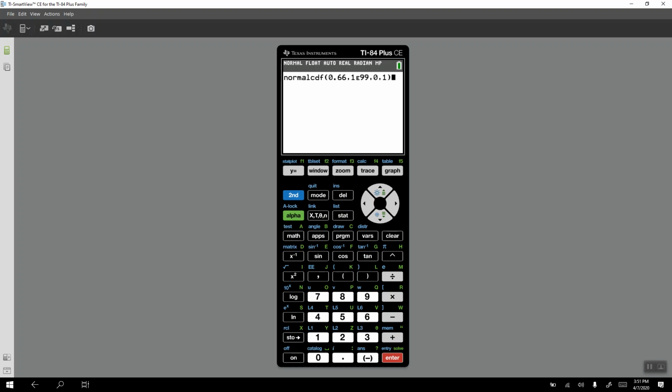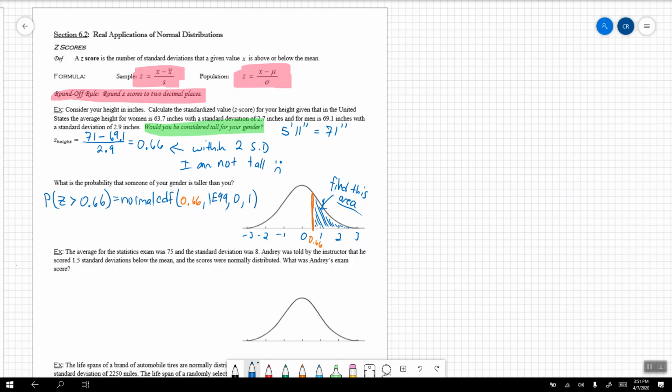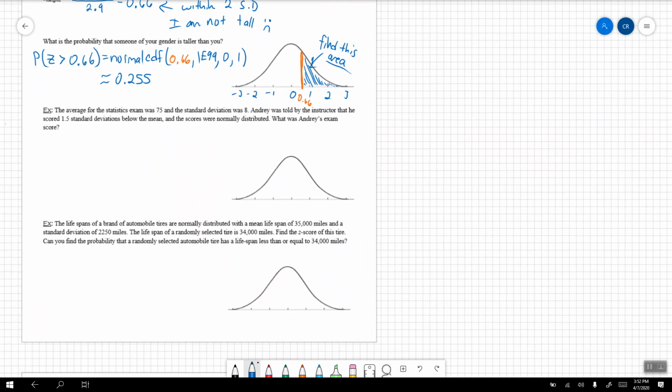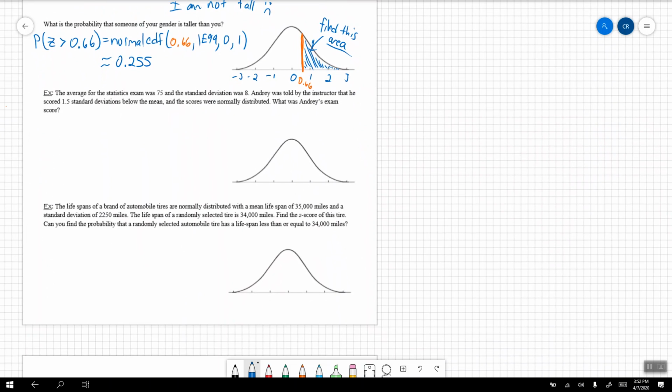Looks like I had it on my screen. There we go. There's my probability. So I'm going to take about 3 digits here. That's going to be 0.255. So let's go back. 0.255. Here we are. So the probability that somebody in the United States is taller than me is about 25.5%. Wow, that's interesting. All right, that's not bad. Now that we've built all this, let's see if we can answer some of these questions.